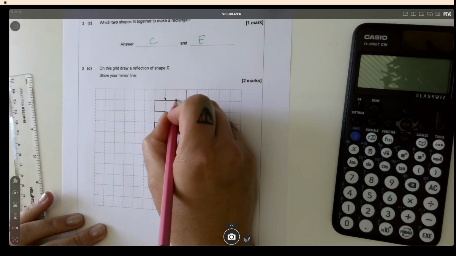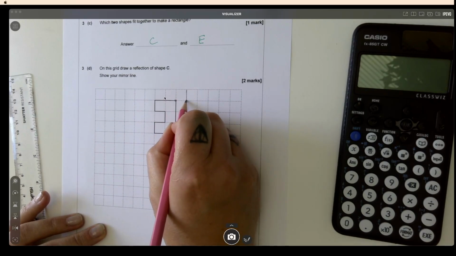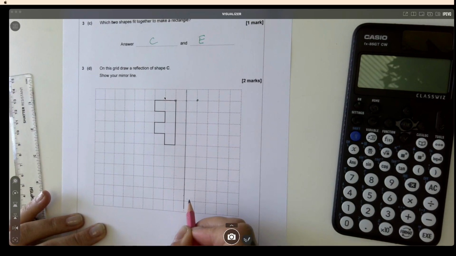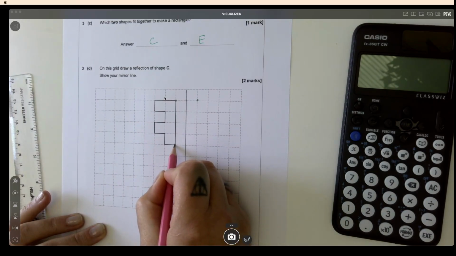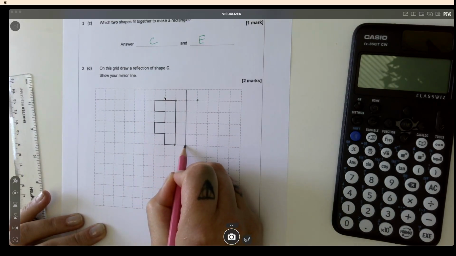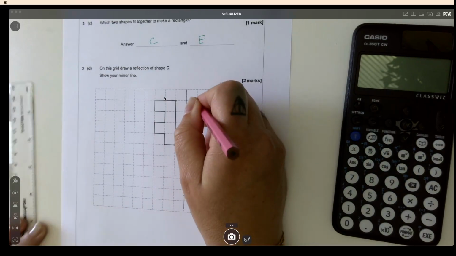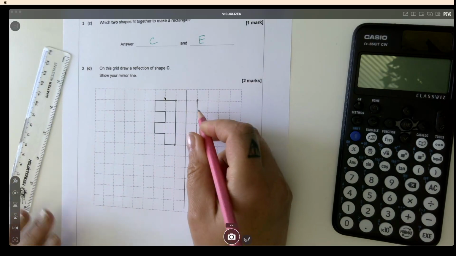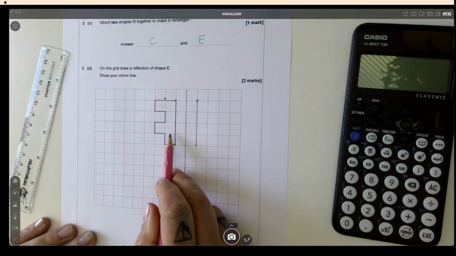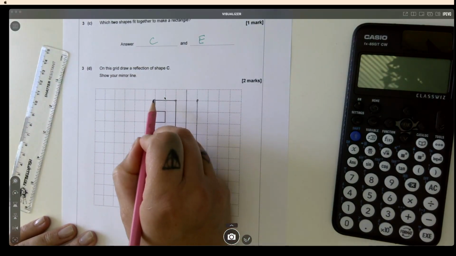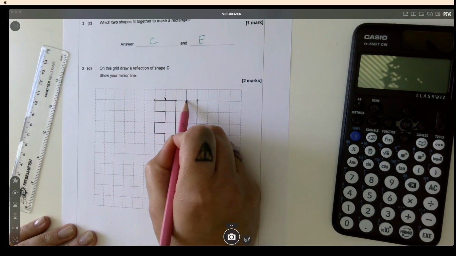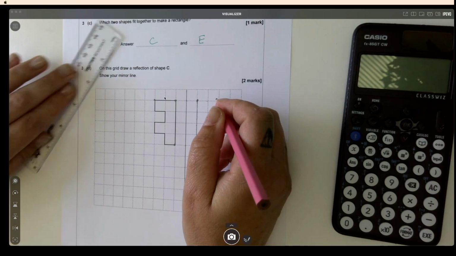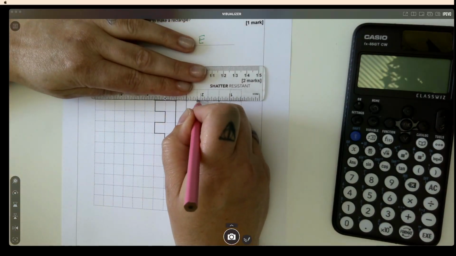So if I take this corner of the shape, it's one square away, so it needs to be one square away on the other side of the line. If I take this corner of the shape, one square away, so it needs to be one square on the other side of the line. So I can then draw the first part of my shape. This next one is 1, 2, 3 squares away, so 1, 2, 3 squares away for that top side.